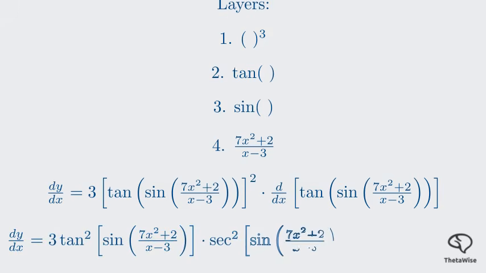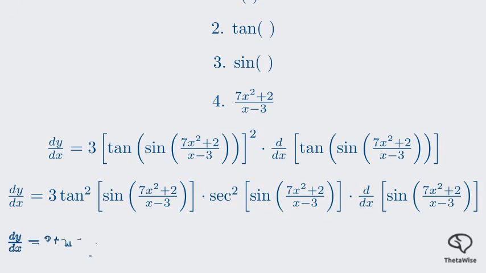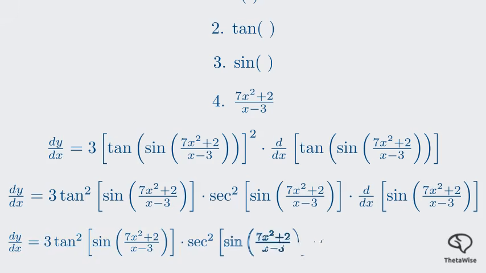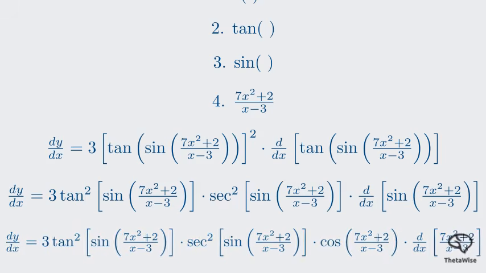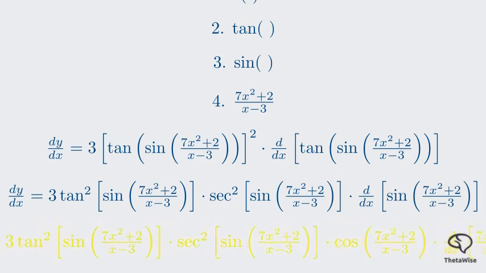So we get sec squared of the inner function, sine of, and we must multiply by the derivative of that inner function, sine of. The derivative of sine of u is cos of u. So we get cosine of the inner function, our rational function, and we multiply by the derivative of that innermost function. Our final step is to find the derivative of the rational function.